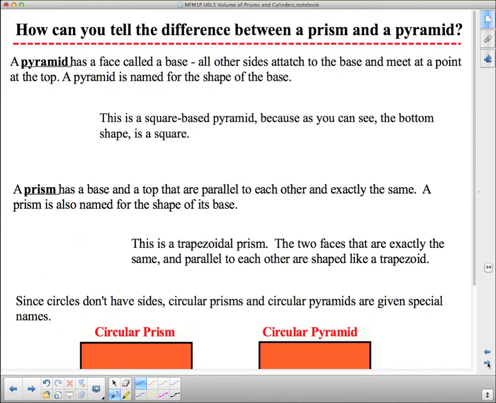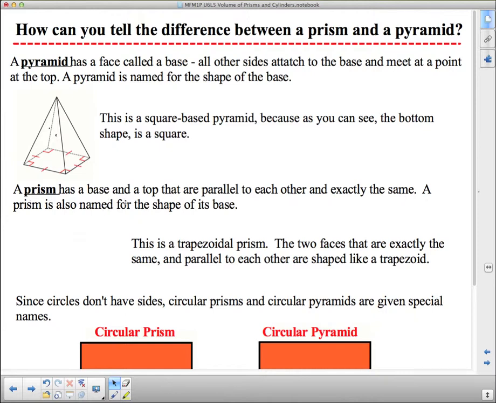Alrighty. Now, how can you tell the difference between a prism and a pyramid? This is all written out for you. A pyramid has a face called a base. All other sides attach to the base and meet at a point at the top. The pyramid is named for the shape of its base. This shape here is a square base pyramid, because you can see on the bottom, it's a square. All of those are marked.